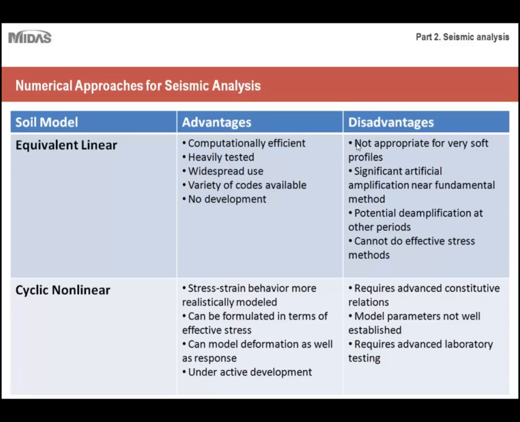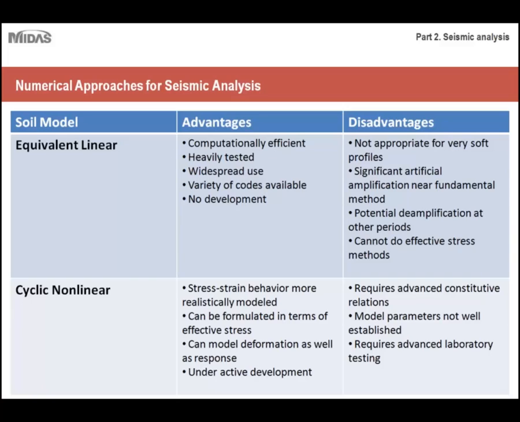First and foremost, it's not appropriate for very soft soil profiles, so it can't account for deformation, and it can't account for cracking or failure. With equivalent linear analysis, you're assuming that the soil won't deform or have any significant failure. Also, there's significant artificial amplification in your fundamental methods. So for example, I'll show you a time history graph later on, but the main point to get across is that with equivalent linear analysis, you're making several assumptions, which, depending on the scope of your project, may or may not have a negative effect upon it.